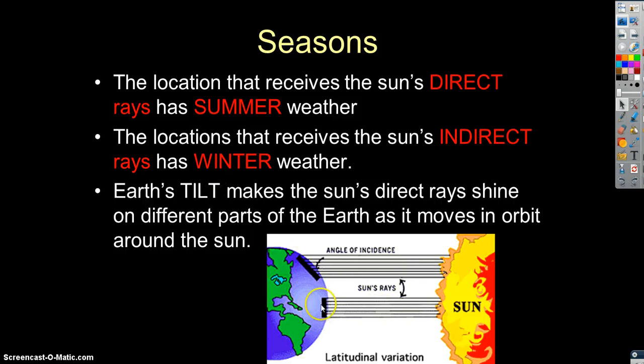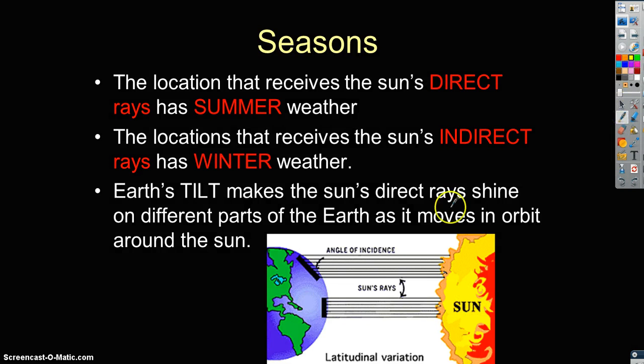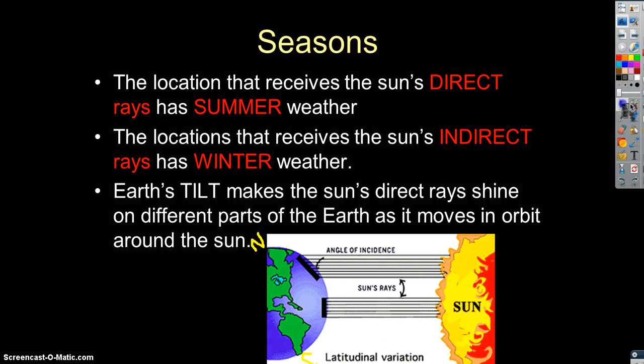Now, Earth is tilted on its axis, like I just said. So let me come over here and get my pen. So even though you can't see it in the picture, this right here is the North Pole, and then down here we have the South Pole. So because we're tilted on our axis, as we go around the sun, it causes the sun's rays to shine on different parts of the Earth.